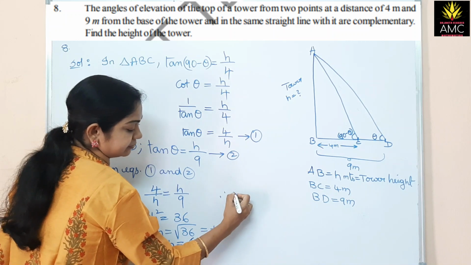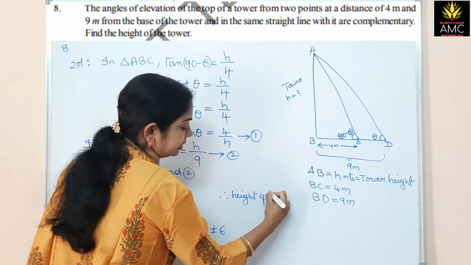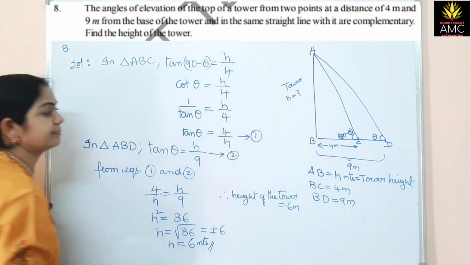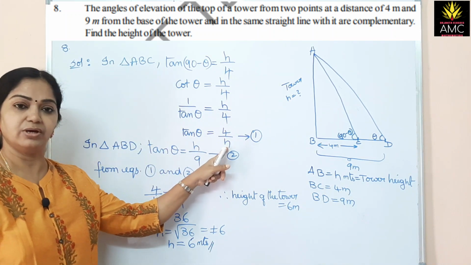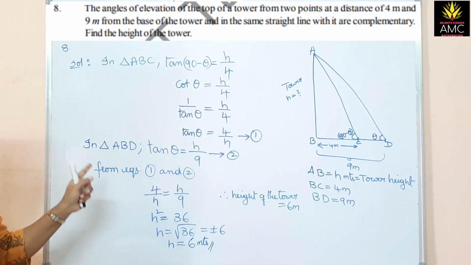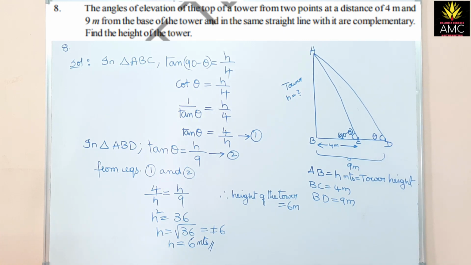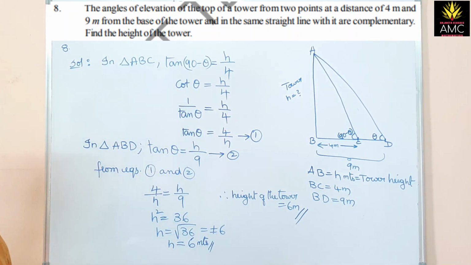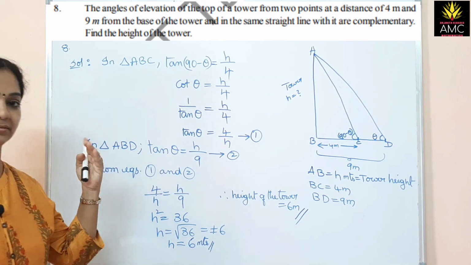Therefore, the height of the tower equals 6 meters. Now we will substitute this here. Just as they were asking us to find the height of the tower, that is 6 meters. Likewise, we can find out the heights and distances of buildings or higher places.